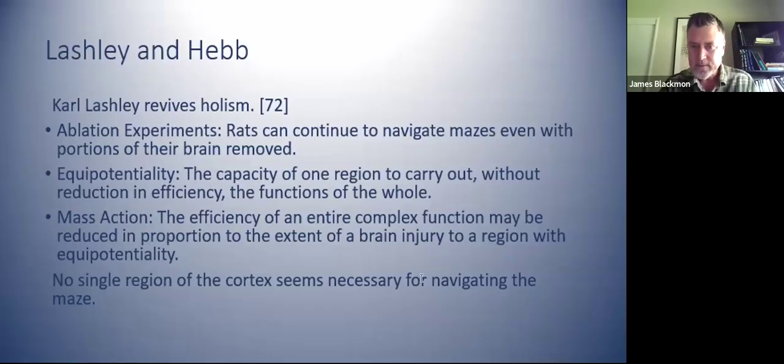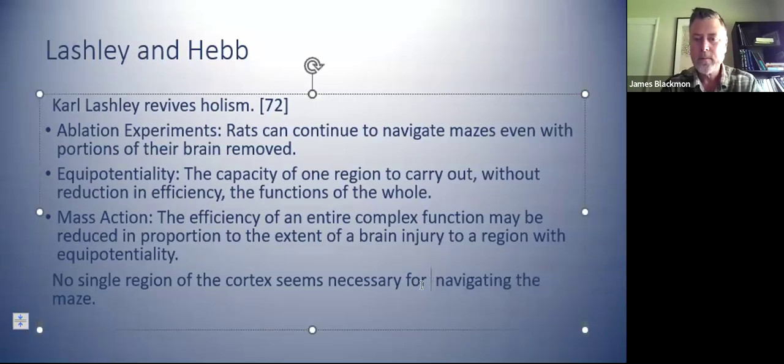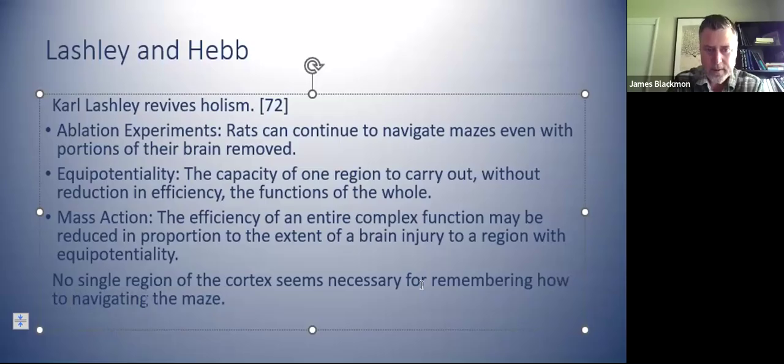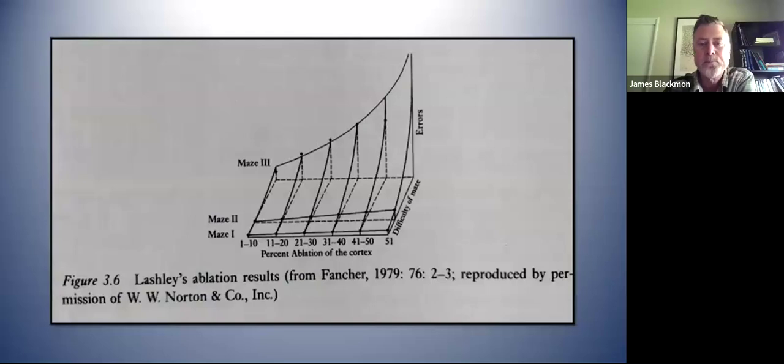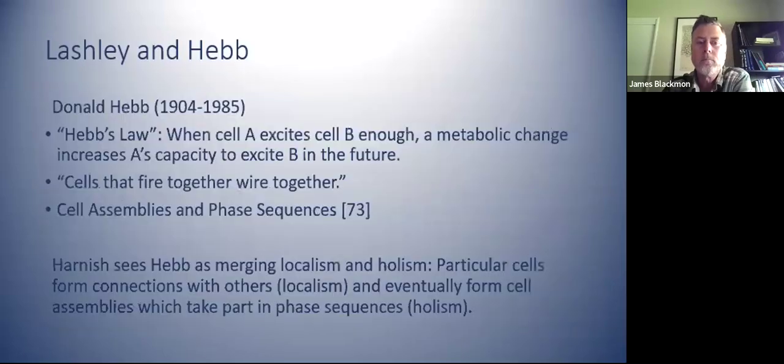You know what? I want to update that slide, because I don't want people thinking that it's about what I had there, which was no single region of the cortex seems necessary for navigating the maze, and that might make you think it has to do with just seeing them wandering around the maze. But no, we're talking about rats that have exhibited a memory of where the treat is. So that makes us inclined to be holists about memory.